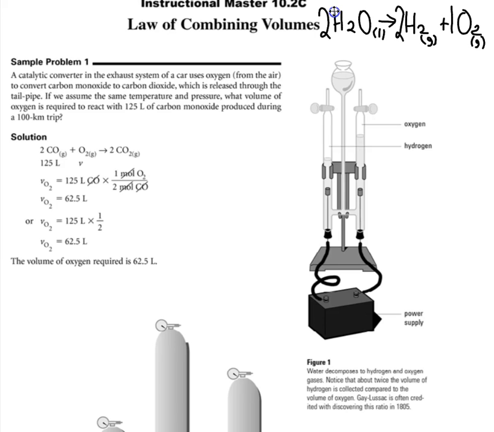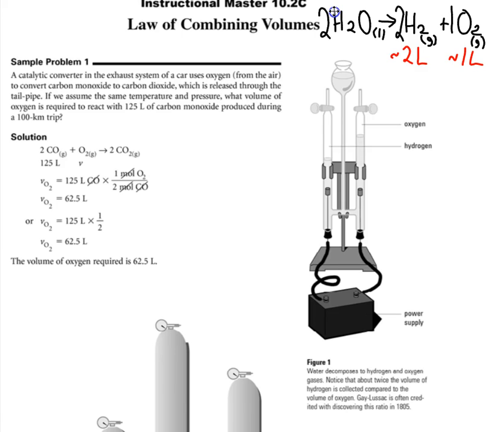Now, we cannot apply the molar volume to a liquid, but what we can do is say that anything that is a gas in the reaction will connect to another gas in the reaction by a mole ratio, of course, or also by a volume ratio. So that means that approximately 2 parts, or we could say 2 liters of hydrogen are going to be formed for every 1 liter of oxygen.